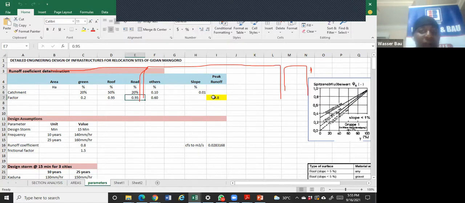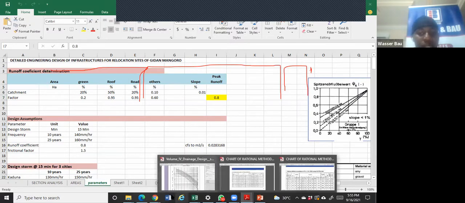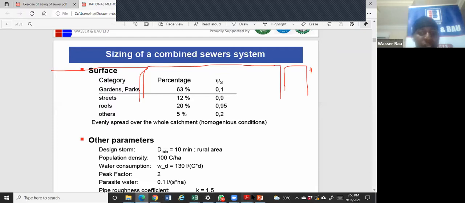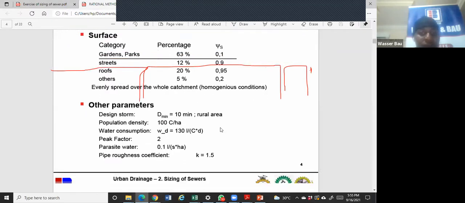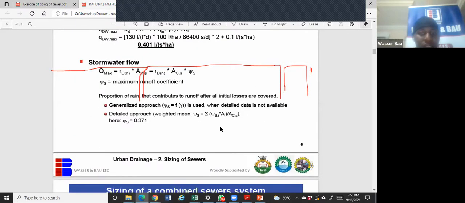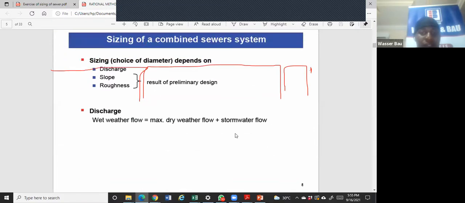I now took the mean weighted average to be 0.8. So that's what it is. That was why I was trying to tell us how to get your mean weighted average. Let me just show you where we did it. Look at it here. You use the summation of their individual peak runoff and area divided by the total area. You get your mean weighted average.